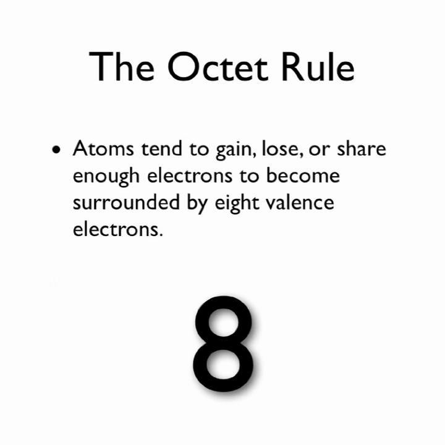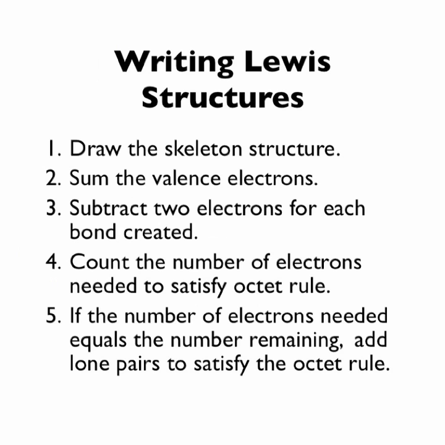We have learned that atoms tend to gain, lose, or share enough electrons to become surrounded by 8 valence electrons. This is known as the octet rule. So how are we going to write Lewis structures? We will use a set of 5 rules.